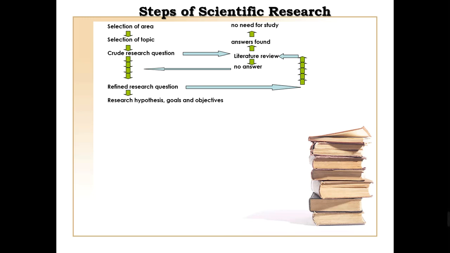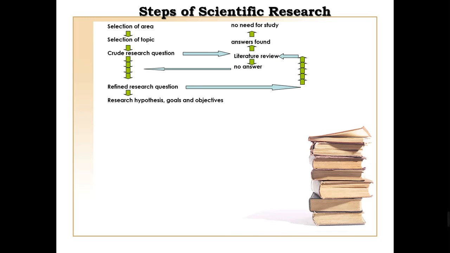Next one is, after doing a complete literature review, you have to search for a research hypothesis and decide what your goal and objectives are. Refine your goal, refine your objectives. So in your thesis, you have to say what your objectives are.